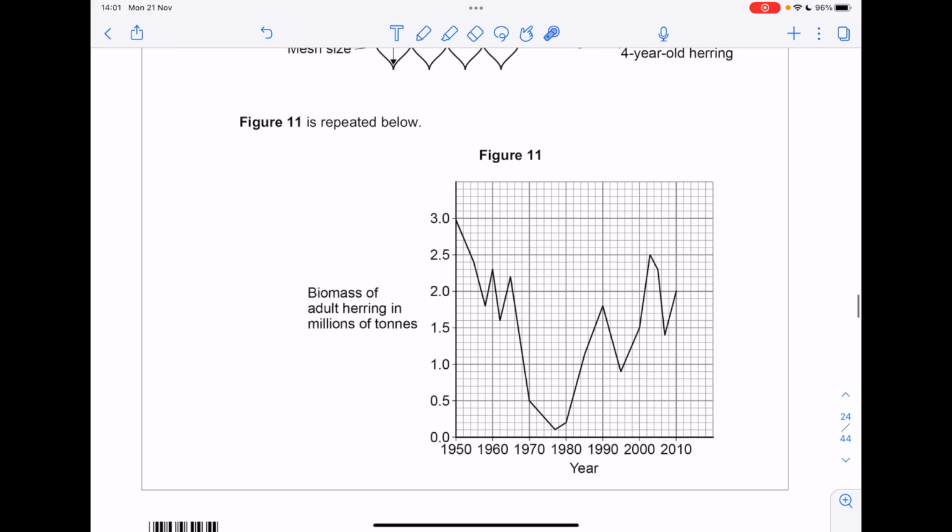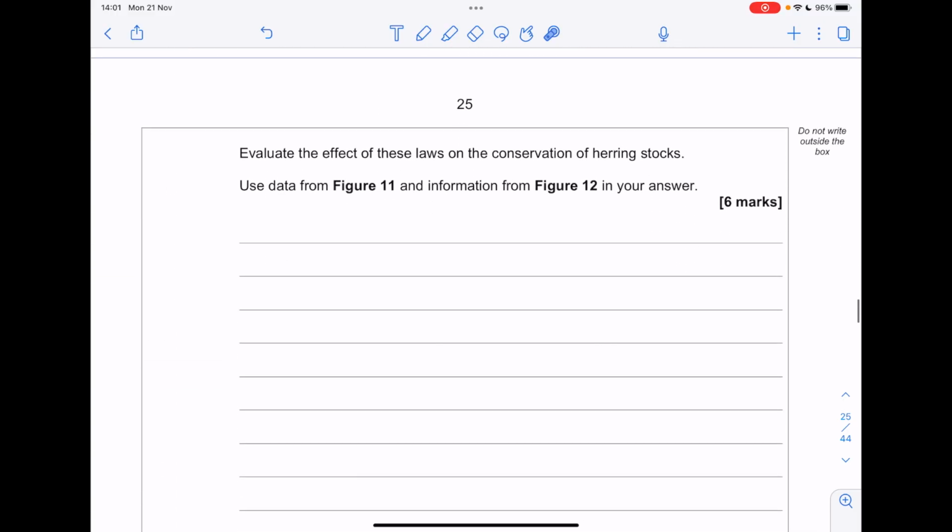Figure 11 is repeated below. Evaluate the effect of these laws on the conservation of herring stocks. Use data from figure 11 and information from figure 12 in your answer. So evaluate means, have all these measures worked? And give evidence for and against. Let's start by what has worked.